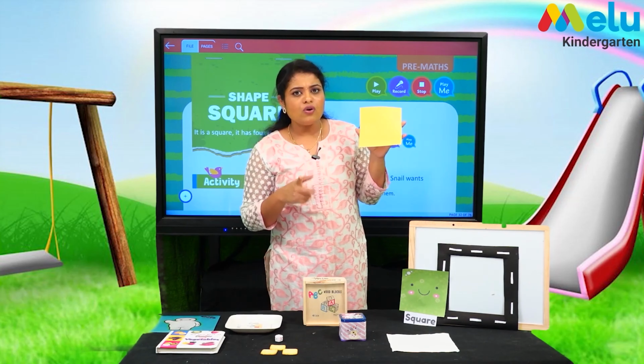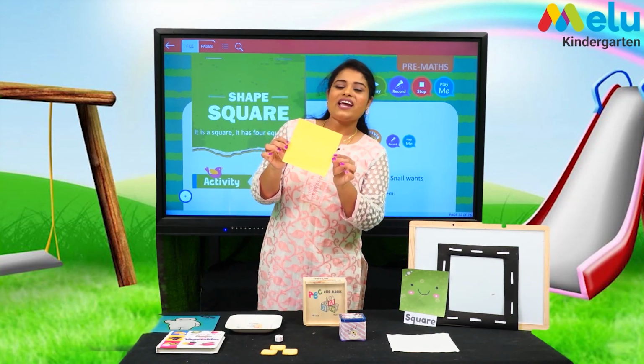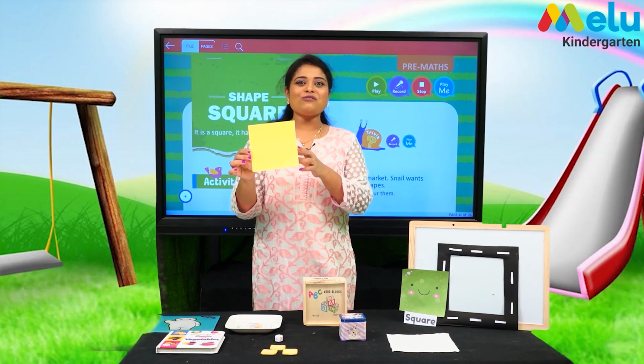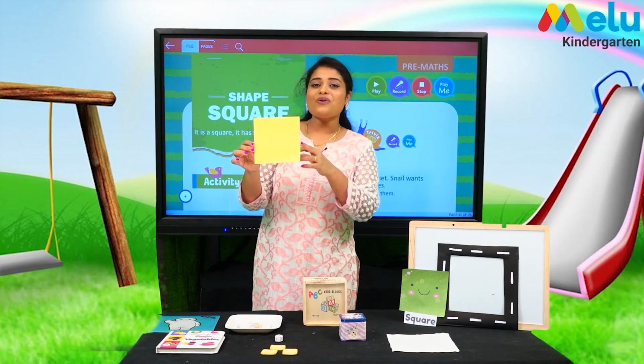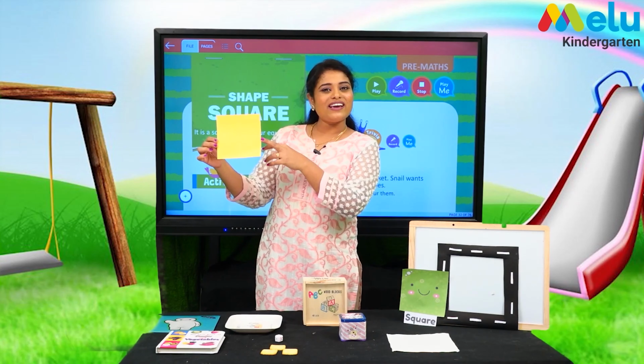Yes, and you know, what does a square say? I'm a square, you can see me everywhere. I have 4 equal sides. I'm a square, I'm a square.